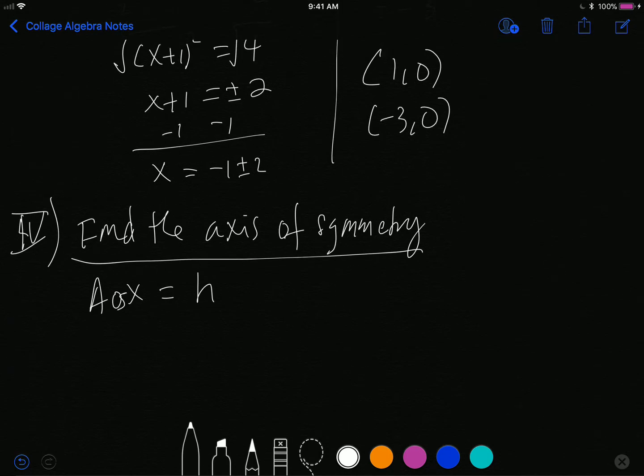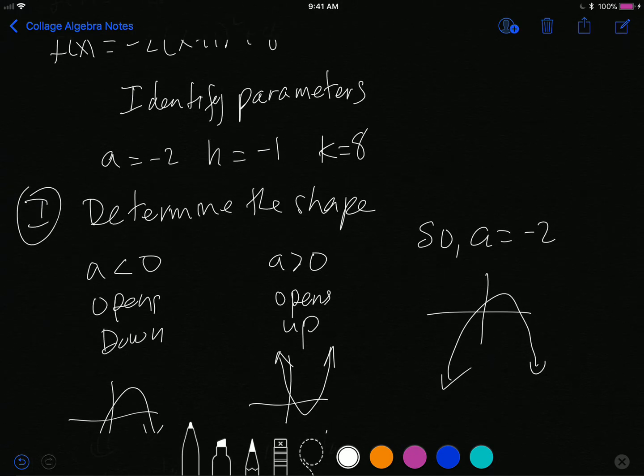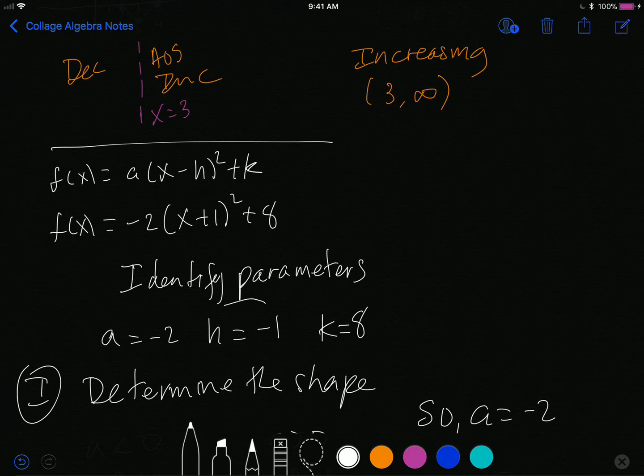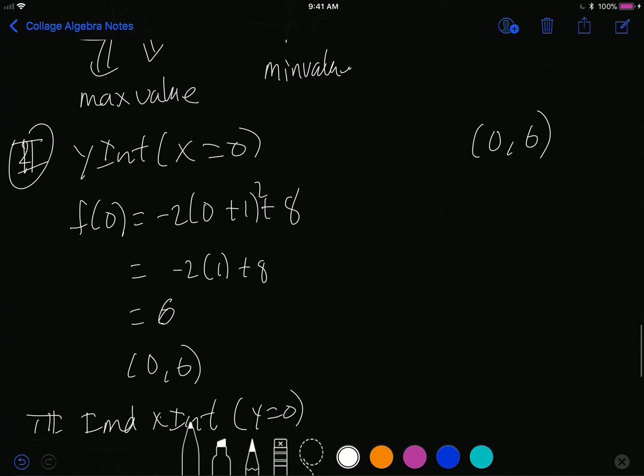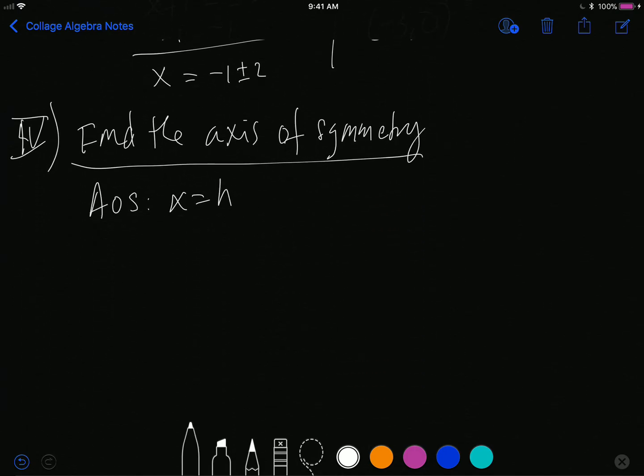Axis of symmetry is x is equal to h. Remember that h that we found at the very beginning, h equaling negative 1. That's the axis of symmetry. So x equals negative 1. That's my AOS. No work is actually required when the equation is in standard form. That's actually part of the reason why it's called standard form.